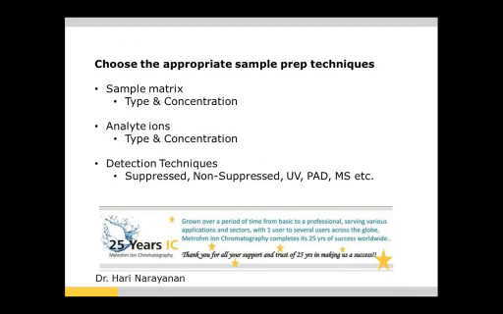In summary, we need to choose the appropriate sample preparation technique, which is mainly based on what type of sample matrix we are talking about, what is the concentration of the matrix analytes, and what analyte ions we are talking about, whether it's a cation or an anion, what is their concentration, and what detection technique we are employing for the analysis. Is it suppressed or non-suppressed conductivity detection? Is it UV visible detection or pulsed amperometric detection or mass detection? So based on these three important parameters, we need to choose and employ the appropriate sample preparation technique.